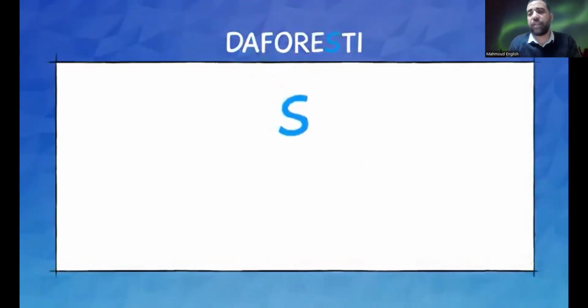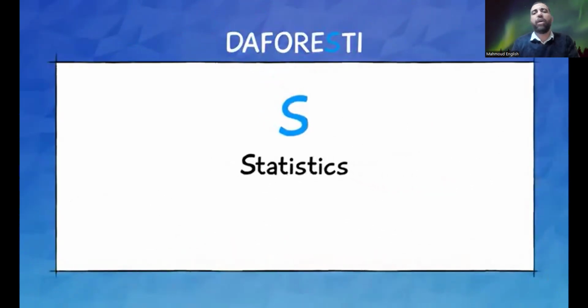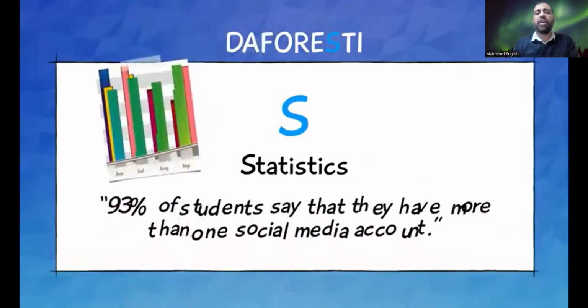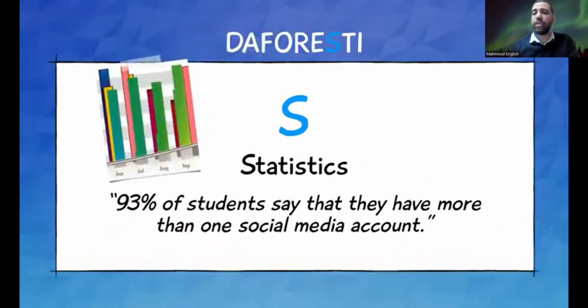As for statistics, what does it mean? When we give a percentage. Statistics: when we give a percentage. For example, I say 93% of students say that they have more than one social media account. Okay, if you would like to convince someone, you can use a percentage.